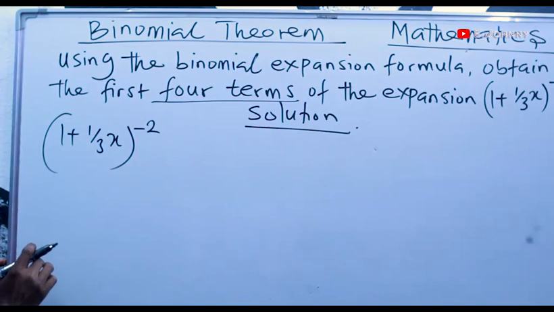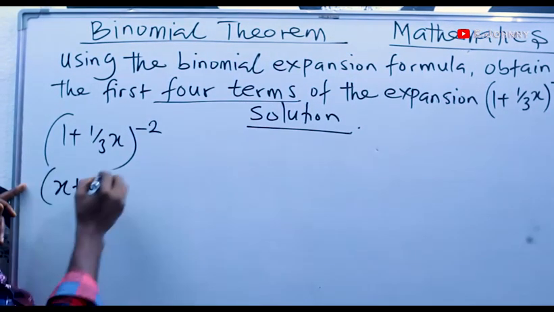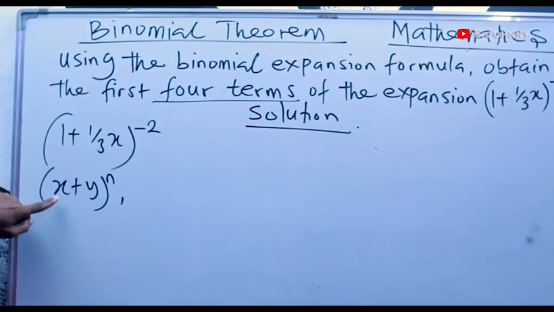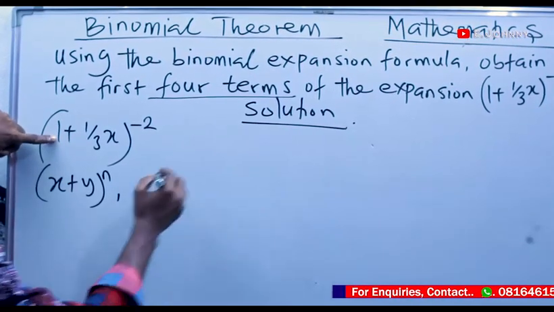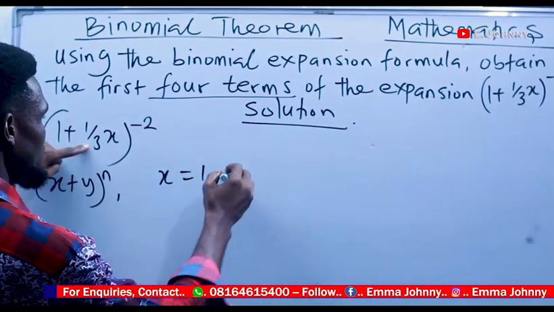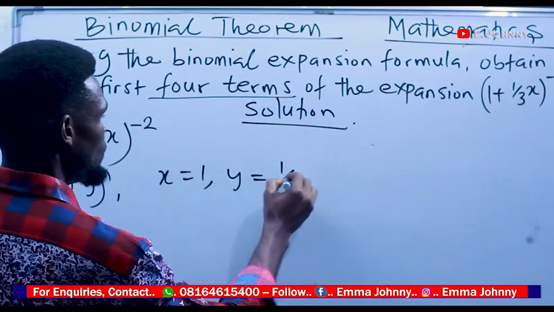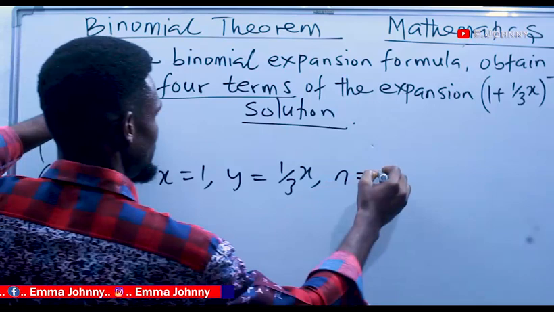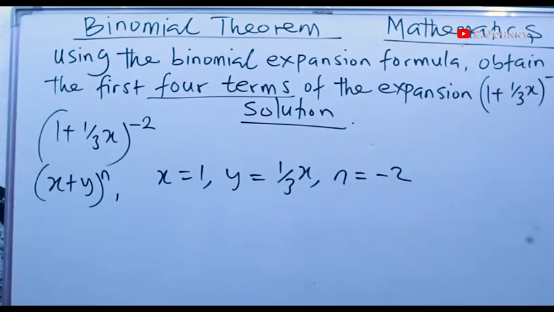Compare it with x plus y raised to power n. So you will agree with me that at this point, what is representing x is 1. In the place of x, you have 1, so x is equal to 1. Y, what is in the place of y? 1 over 3x. And then n is minus 2. In the place of n, you have minus 2.